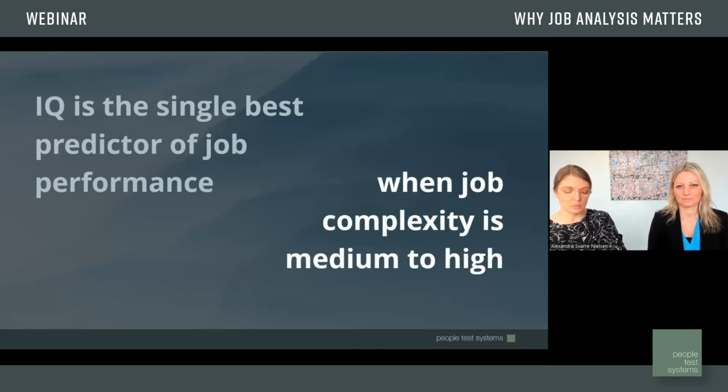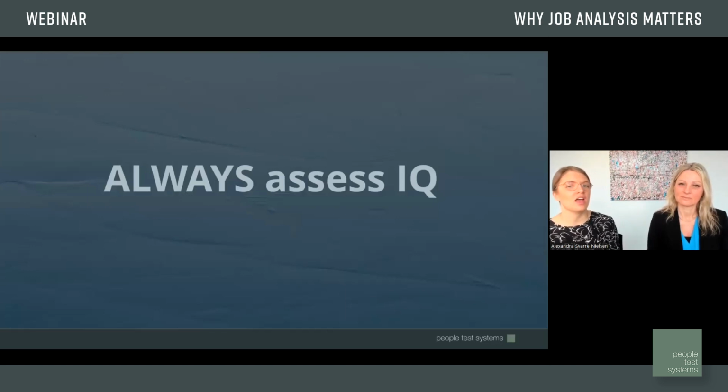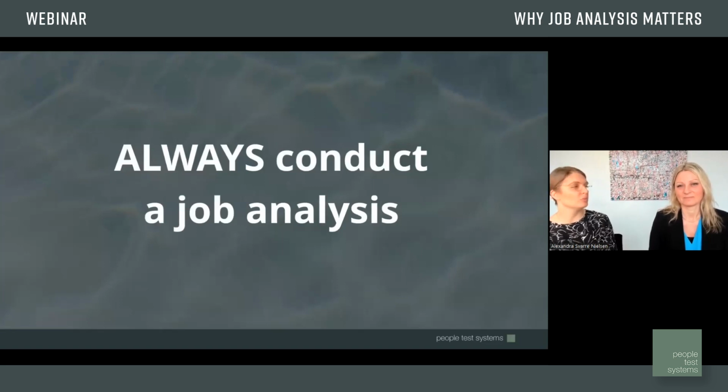And that also means that we need to change this mantra, or what you can call it, and say that the choice of assessment method depends on the job. So we always need to consider the job. And this should be the new thing that I would say if you woke me up at night: please consider the job before you say anything about which assessment methods would be the best to predict job performance. So also, instead of saying always assess IQ, what we're saying today, and what we'll dig a lot more deeply into, is always conduct a job analysis.